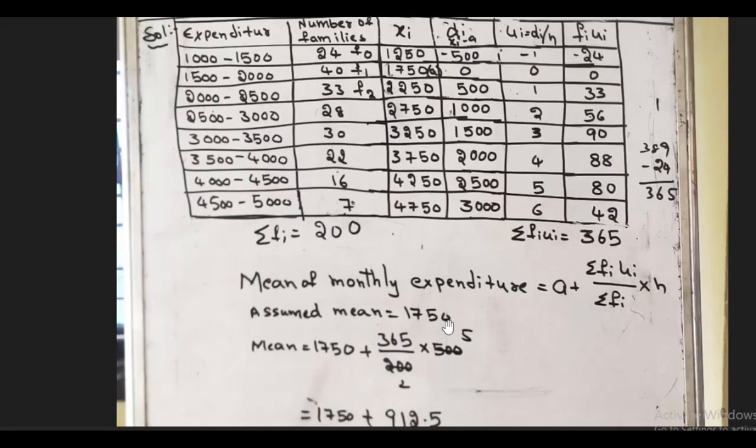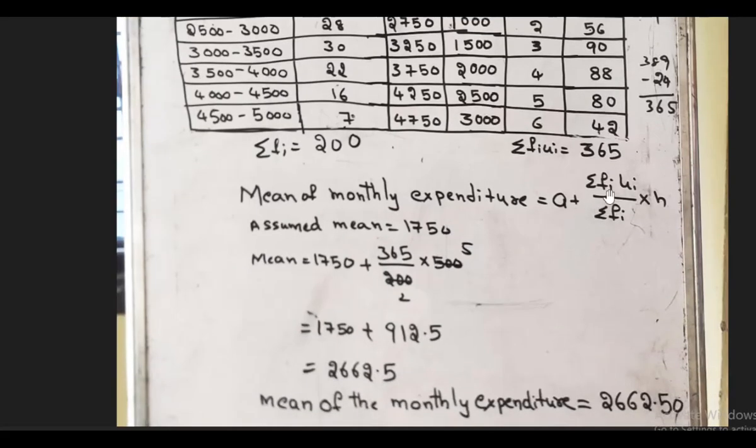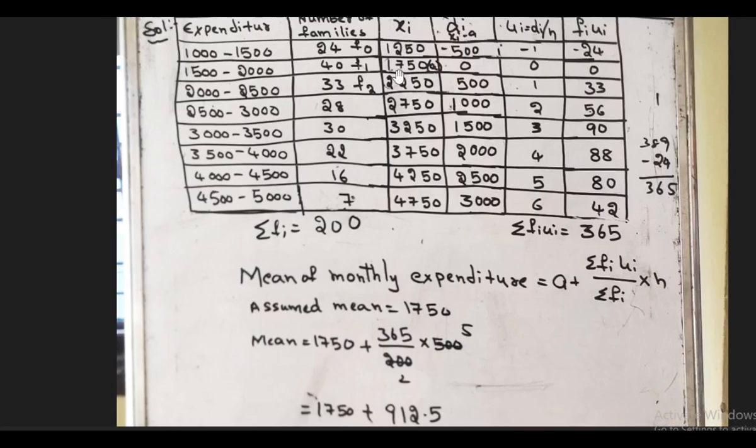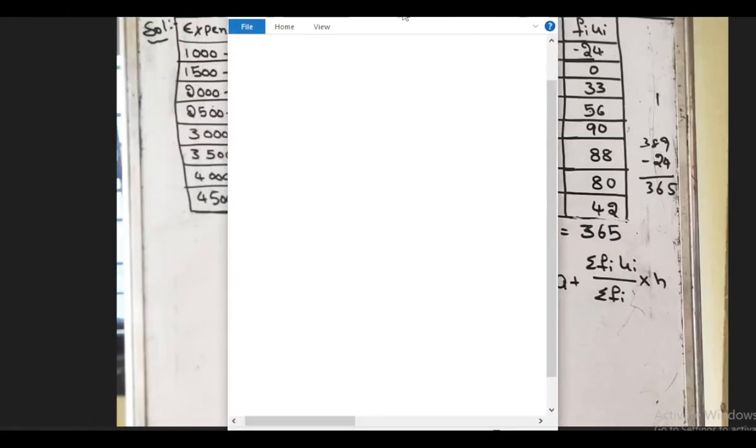Then the mean of the monthly expenditure. Here we have the formula: A plus sigma Fi Ui by sigma Fi, into the height. Substituting, A is the assumed mean, which we already assumed as 1750, plus sigma Fi Ui is 365, divided by sigma Fi which is 200, into the height of the class, 500. If you substitute all these, we can easily find the solution. I'll show it so that you will understand easily.